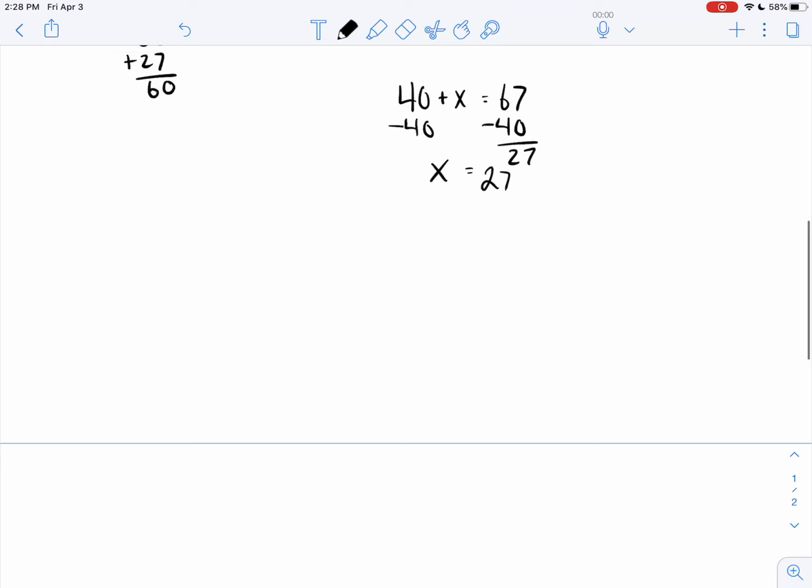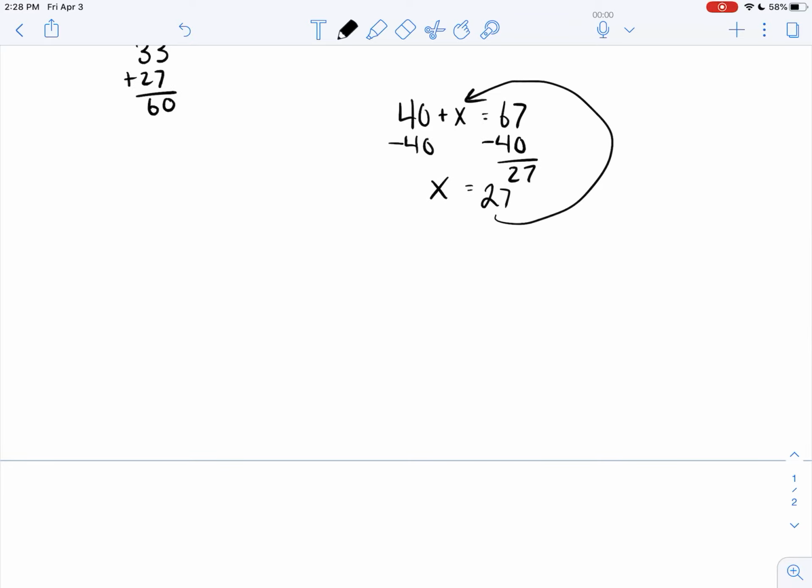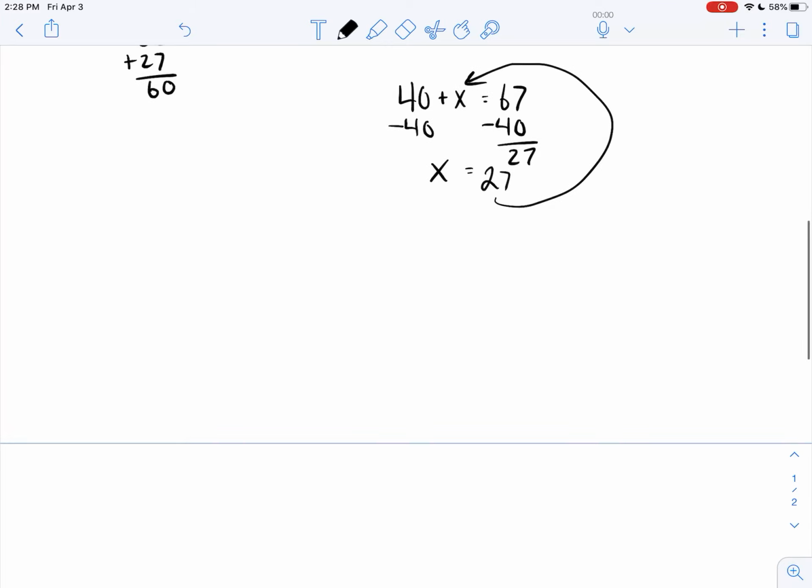And again, plug 27 back into your equation to make sure that you got it correct. 40 plus 27, 7 plus 0 is 7, 4 plus 2 is 6, 67. So x does equal 27.